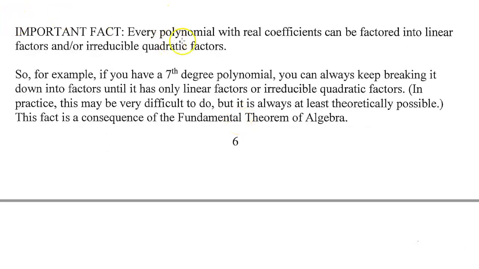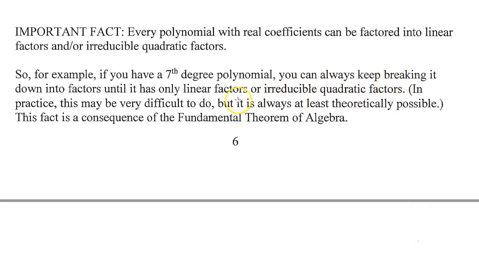Now, what's the whole point of all this reducible, irreducible stuff? It turns out every polynomial that has real coefficients can be factored, and you can keep factoring it until what you end up with is just linear factors or irreducible quadratic factors. So if you ever have a degree 3, or a degree 4 or degree 5 polynomial, you can always break it down. Now, some quadratic factors can't be broken down. So those are irreducible quadratic factors. If you have a 7th degree polynomial or a 13th degree polynomial, whatever you want, you can always keep breaking it down into factors until you end up with only linear factors or irreducible quadratic factors.